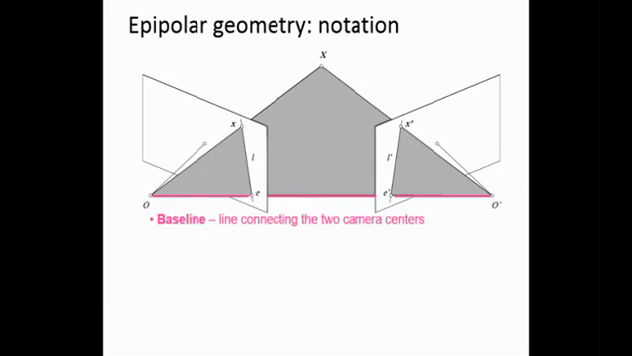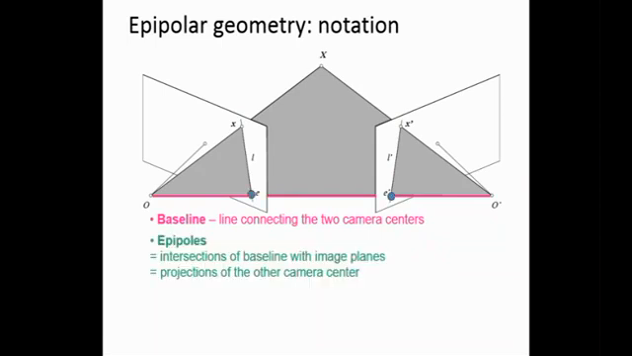Great. So just a little bit of notation. The baseline, which I'll say a lot, is the line that connects the two camera centers. It's a 3D line. The epipoles are the intersection of the baseline with the image planes. Here it's drawn so that they intersect within the actual image, but as in my drawing, they didn't intersect within the image, and that's fine.